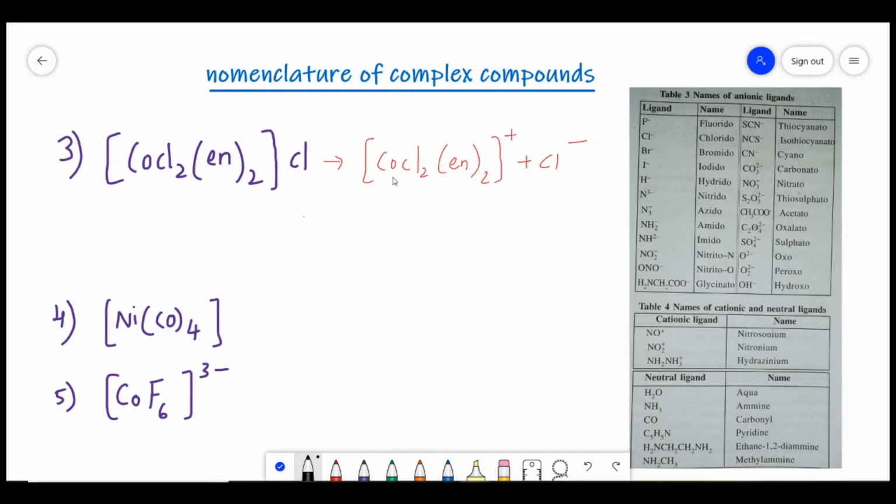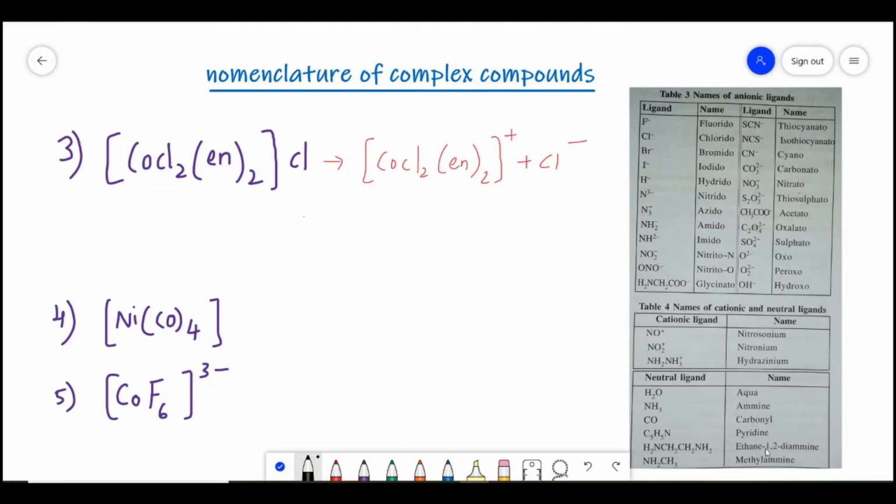So we have to start with the ligands. I said that while writing the ligands, we have to follow alphabetical order. In this, Cl is called chlorido. So you can see here that Cl minus is called chlorido. And en is actually called ethylene diamine. This is ethane 1,2 diamine, or you can write it as ethylene diamine. And here the number of en is 2.